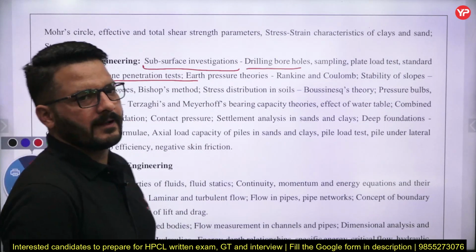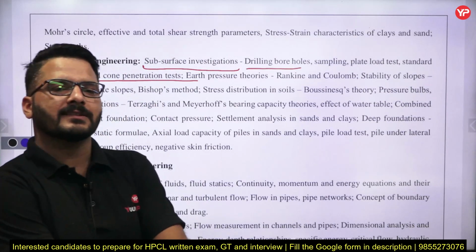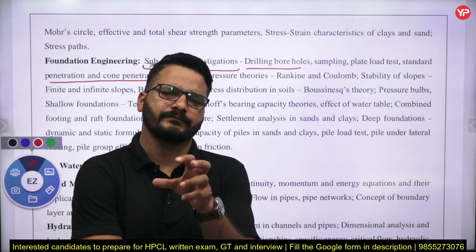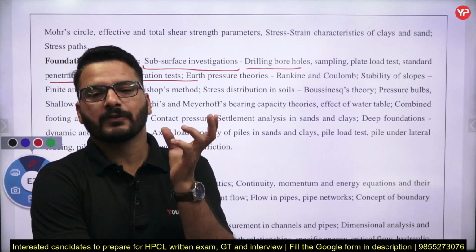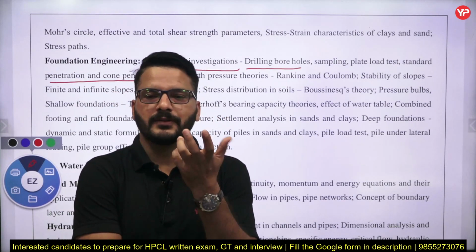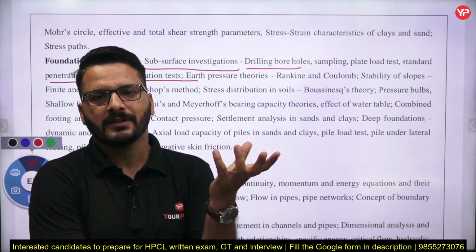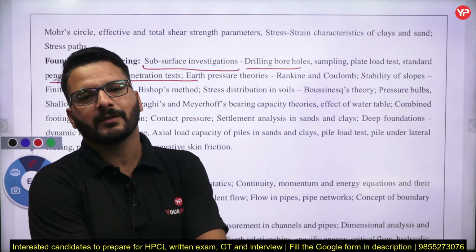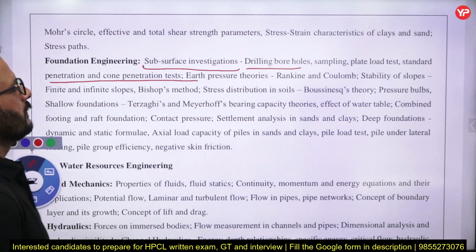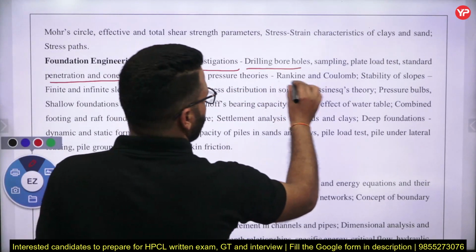So if I talk about the tests, like the standard penetration test, a simple question could be: what is the weight that we are using in the SPT test, and what is the height of fall? It is 65 kg, and we are dropping it from a 75 centimeter height. And next is the earth pressure theory, Rankine and Coulomb.